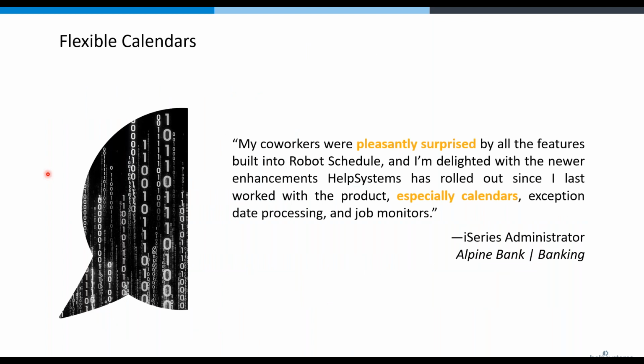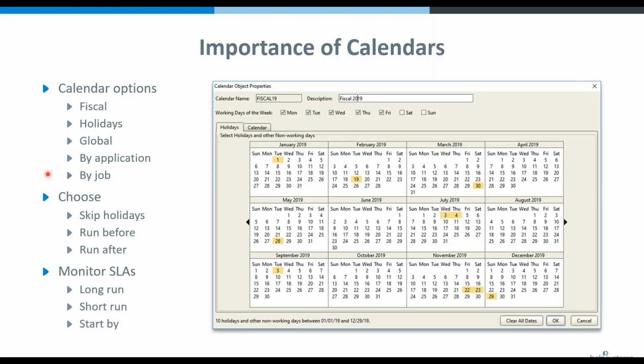How about calendars? One of our longtime customers is Alpine Bank, and they've been using Robot Schedule for years, and they really like working with the calendars and exception-based scheduling that it gives them in the job monitor features of Robot Schedule, a company based out of Colorado. Makes sense. Alpine Bank. What do you think, Chuck? What about the importance of calendars, Chuck?